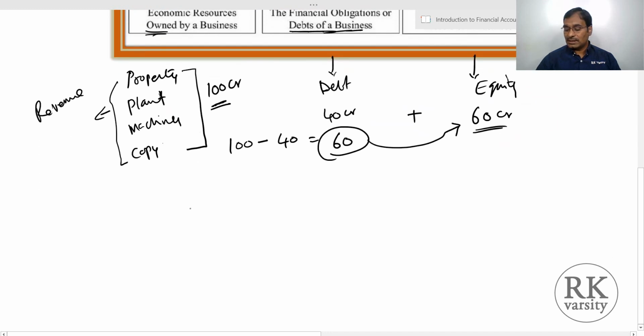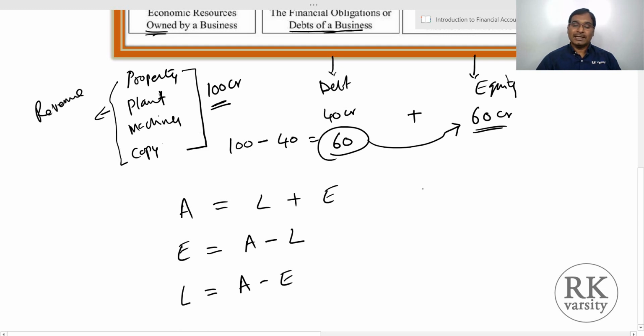Based on this equation, that is assets equals liabilities plus owner's equity, we can rewrite this equation in any form. Let us say if you want to know how much the equity holders will have in this company, equity equals assets minus liabilities. Or if you want to know the liability that the company has, then assets minus equity will give you the liability.